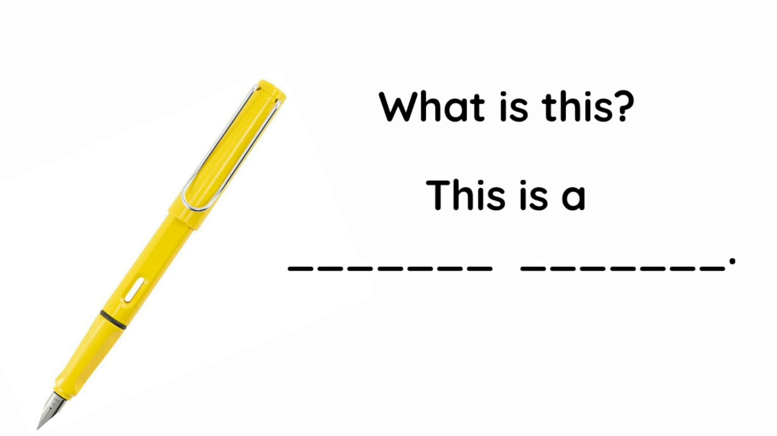Take a look at the picture. What can you see? Now, let's answer the question and complete the answer. What is this? This is a blank blank. Identify first the color and then the object. What is this? This is a yellow pen. Very good.